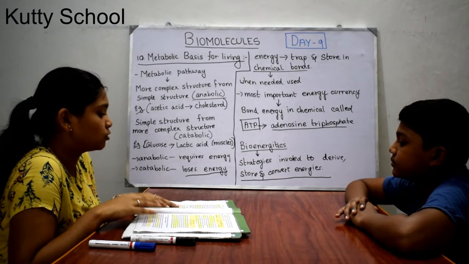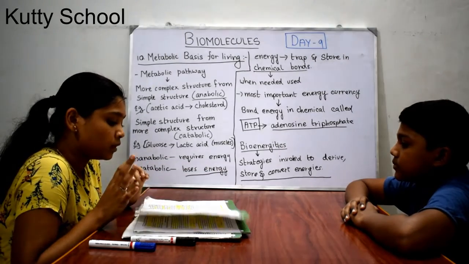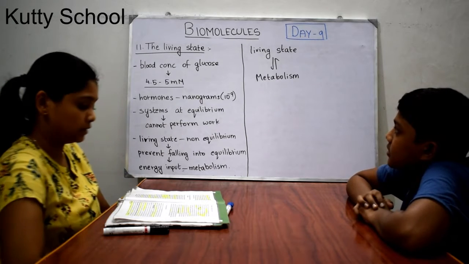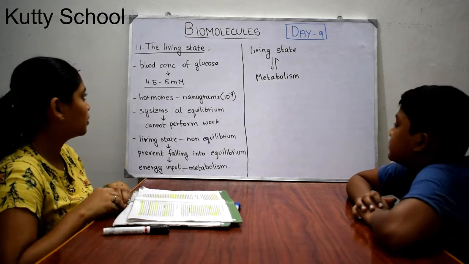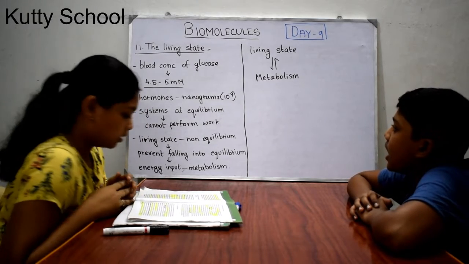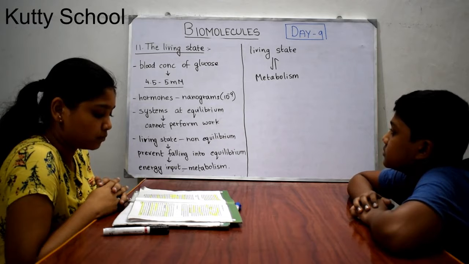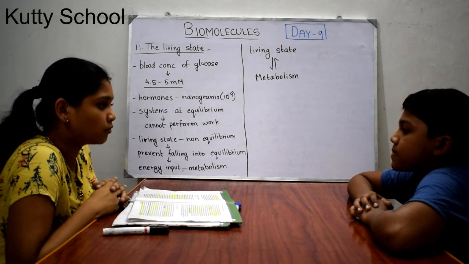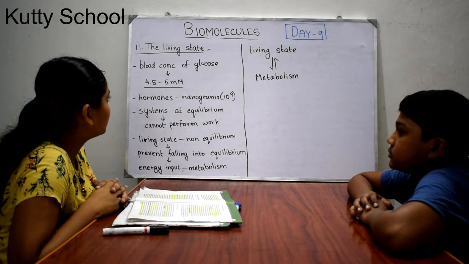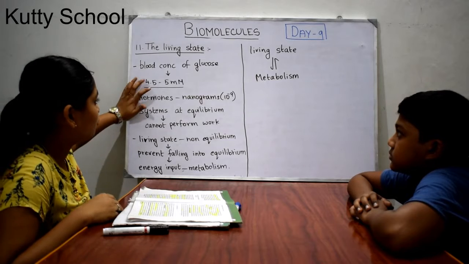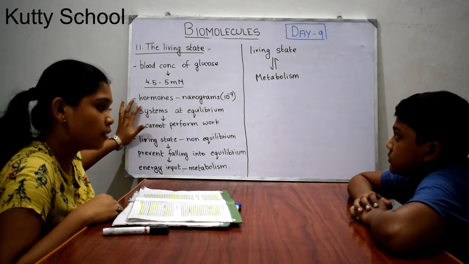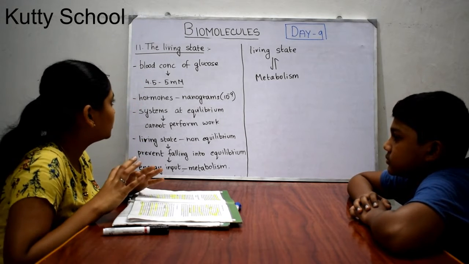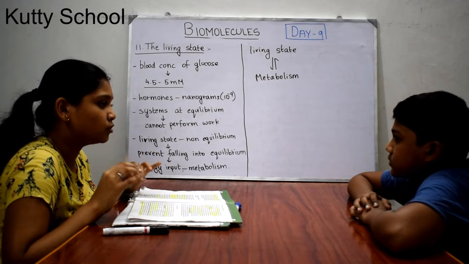Next we are going to the 11th topic, which is the living state. Generally, biomolecules are present in various concentrations. For example, in blood the glucose level is 4.5 to 5 millimoles, and hormones are present in nanograms, which is 10 to the power minus 9 grams. These are present in varying ranges in every organism.